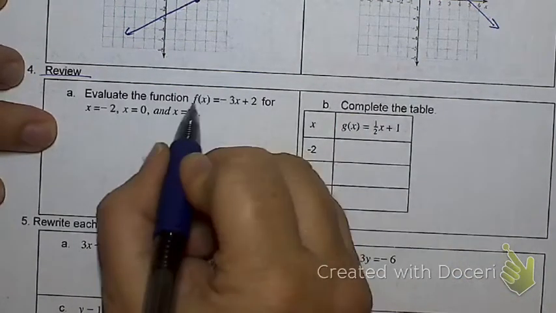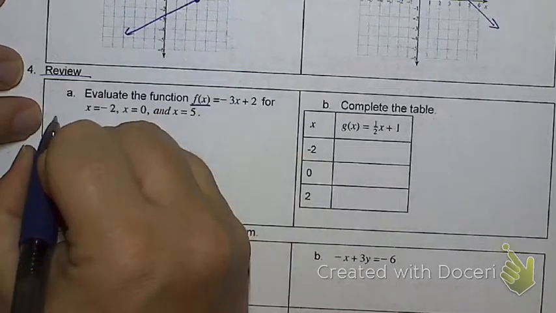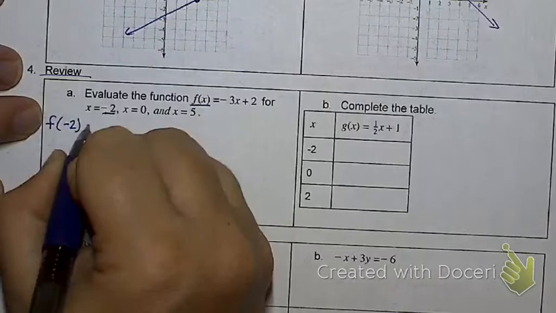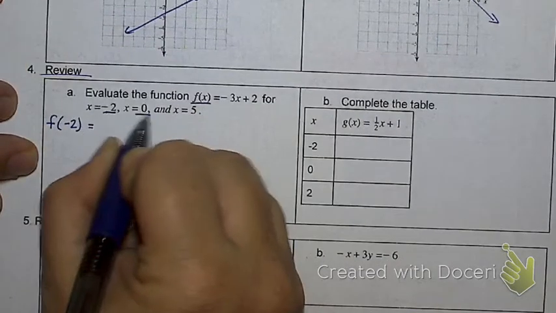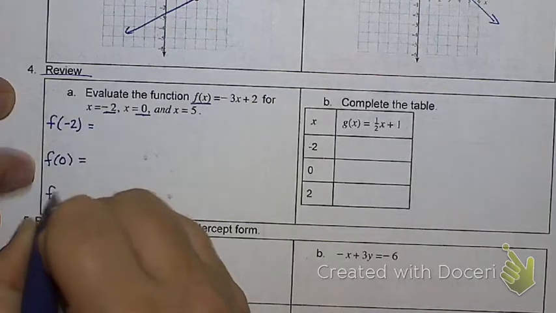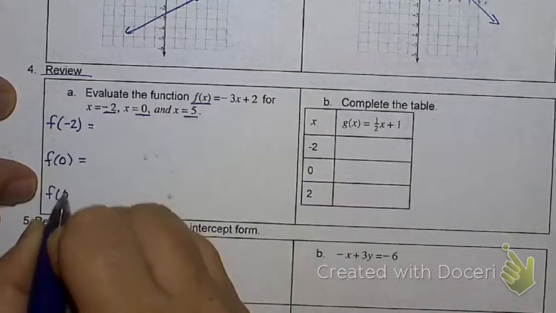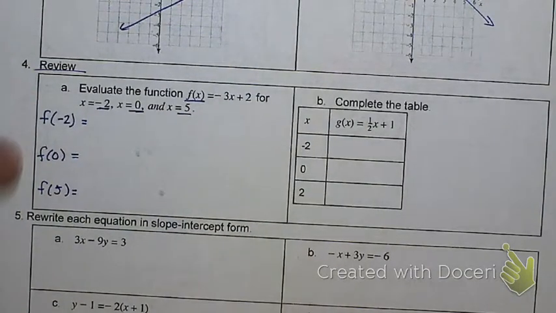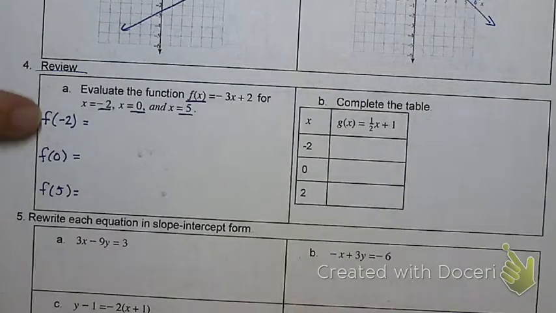In other words, this is called function notation. I need to find f of negative 2. I need to find f of 0. And I need to find f of 5. Okay? Now, that's just a notation thing. That's not like f times negative 2 that I have to divide by negative 2. It's not anything like that. This is just how we write the problem.